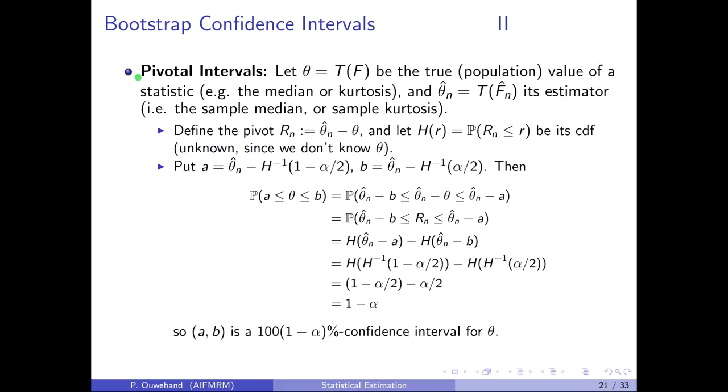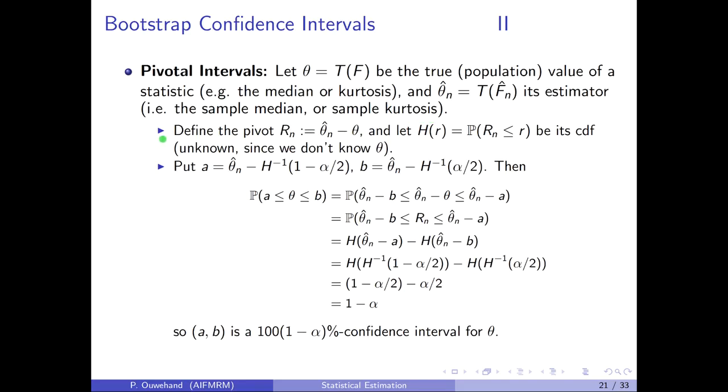The second method is via so-called pivotal intervals. Let theta equal T(F) be the true or population value of a particular statistic. In other words, here F is the true distribution function and T is the particular statistic, which we will also call theta. So theta might be the mean, the median, the skewness, the kurtosis, etc. Let theta hat n be equal to T(F hat n), where F hat n is the empirical distribution function that we obtain from the data, and that is its estimator, and in this case would, for example, be the sample mean, the sample median, the sample skewness, or the sample kurtosis.